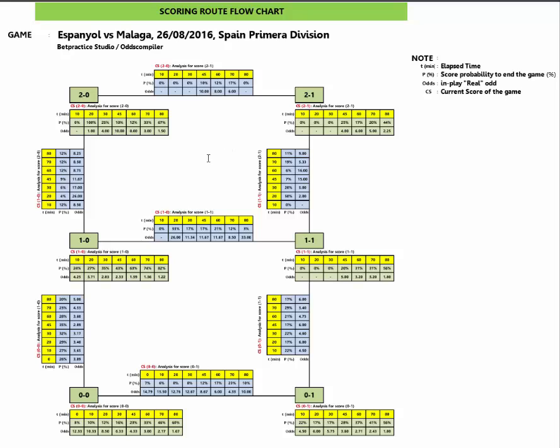In this video I will show you something new. I call it the scoring root flowchart. The flowchart includes probabilities and predicted real odds according to the elapsed time and current score of the game.